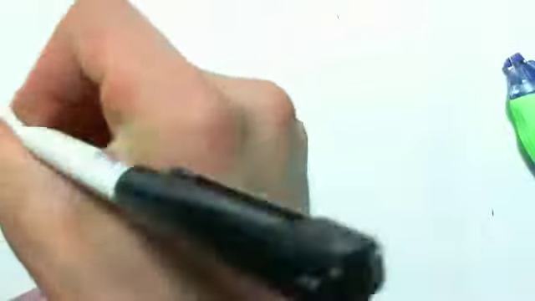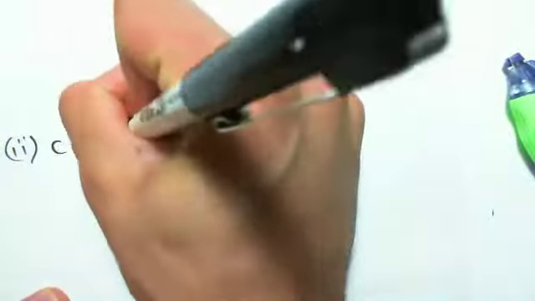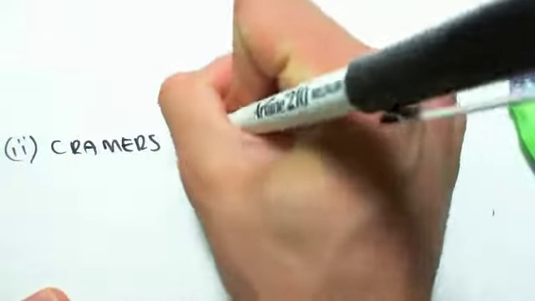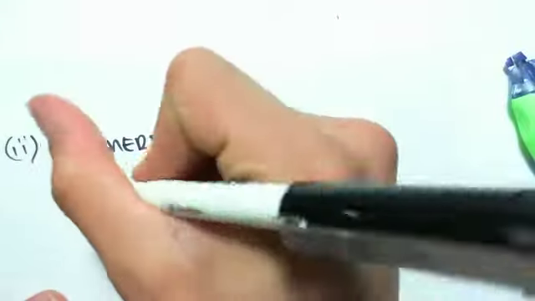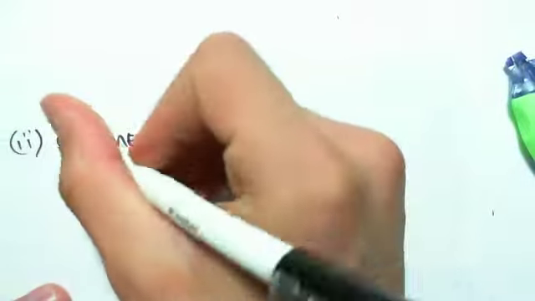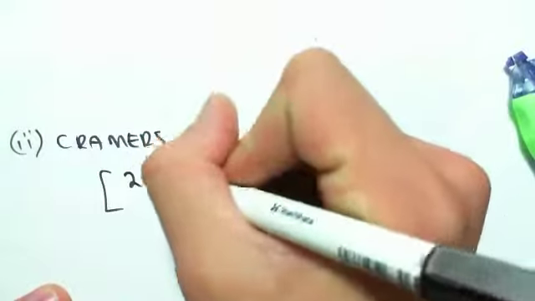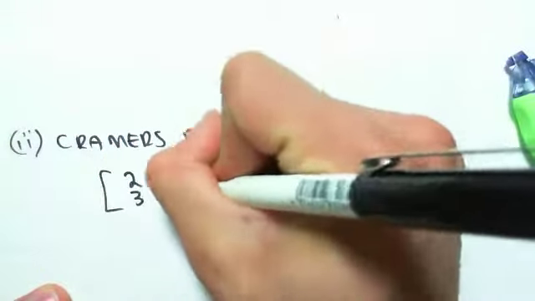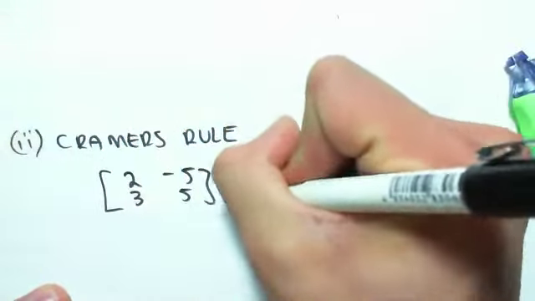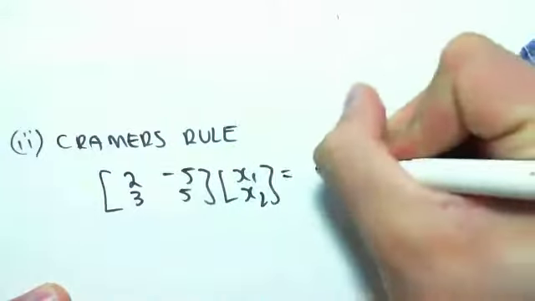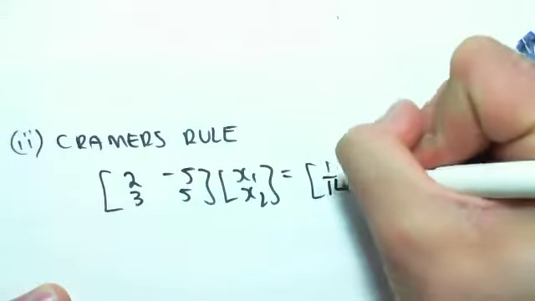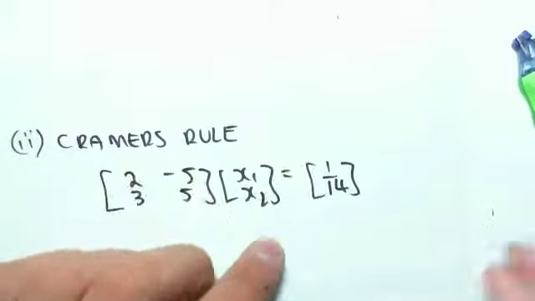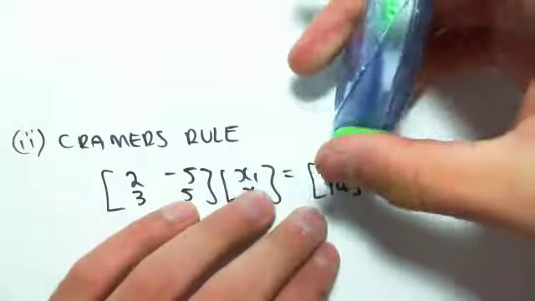The next thing we're going to be looking at is Cramer's rule. So number 2 is Cramer's rule. So I'm going to rewrite our equation in matrix form. So 2, minus 5, 3, 5, x1, x2 equals 1, 14.